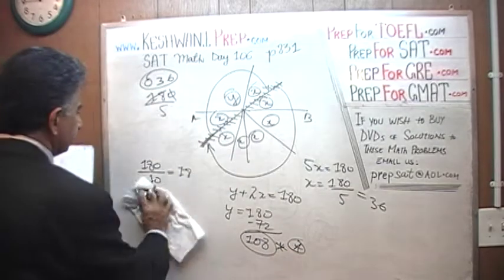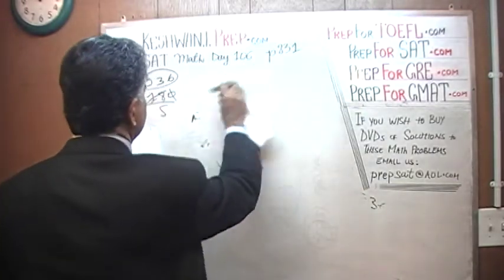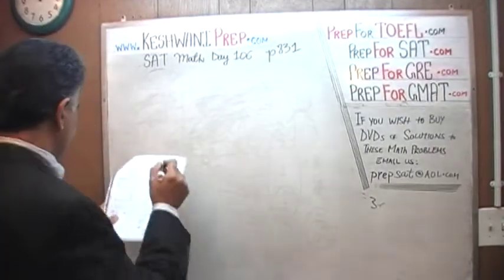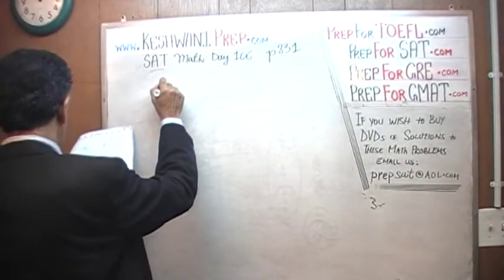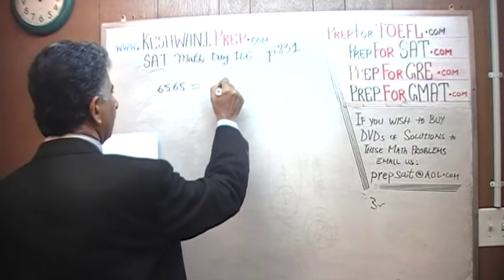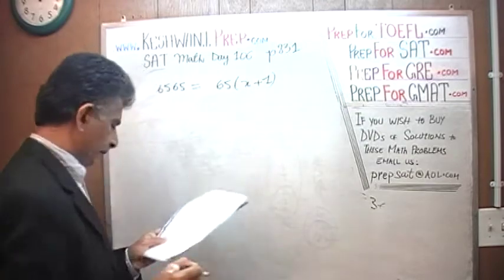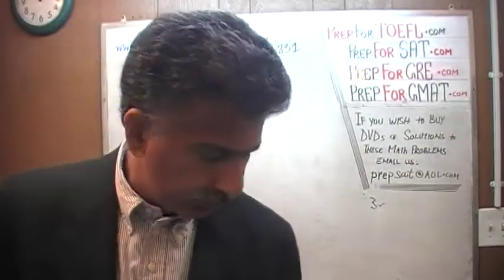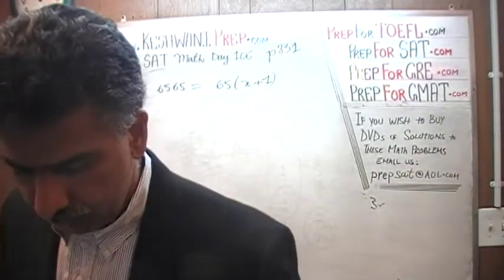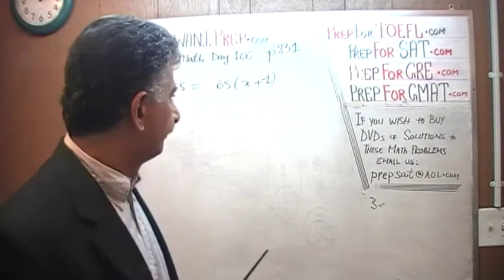Number 4. We are told that 6,565 equals 65 times x plus 1. And the question is, what's the value of x? So we have to solve for x. We have to solve this equation for x, which is precisely what we're going to do here. So let's do it then.